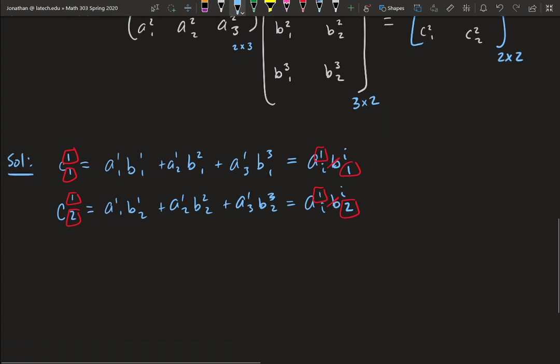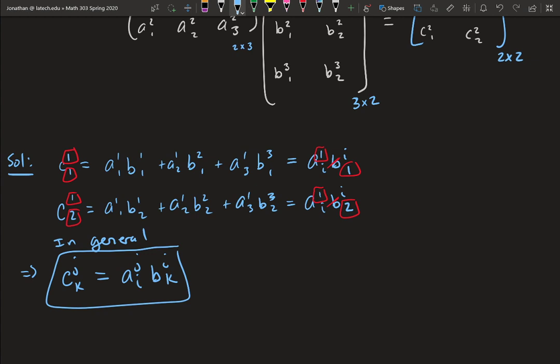So what we could say in general is that Cjk in general would be Aji, Bik. So that would be the general form of this matrix multiplication. Now all I would have to do is plug in values of j and k, sum over i, and I get any value in my matrix C.